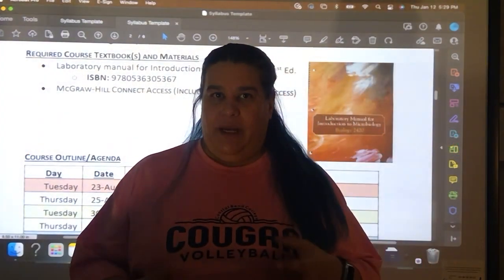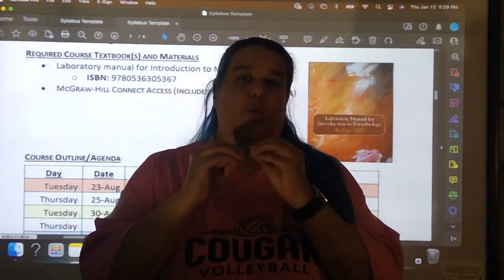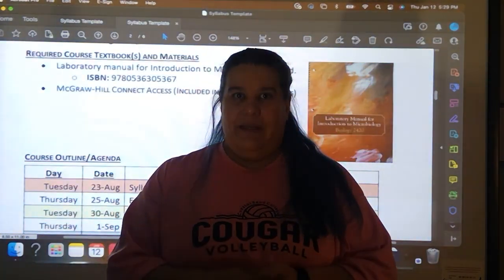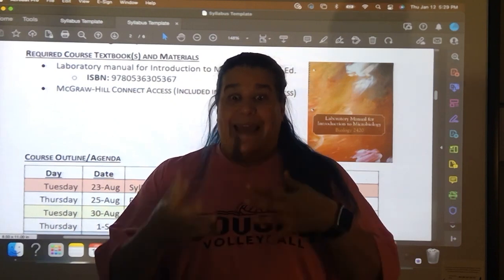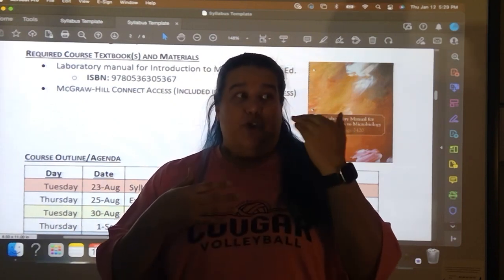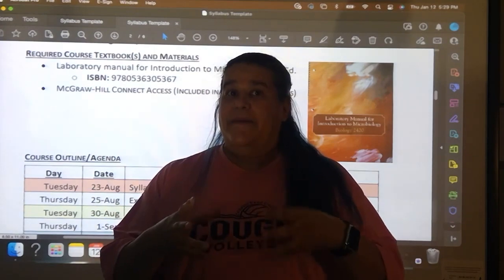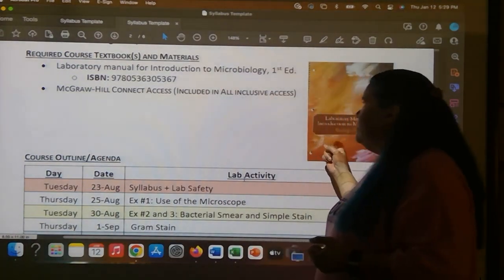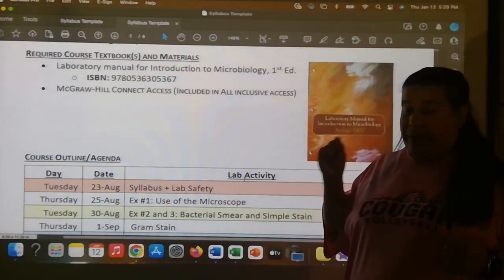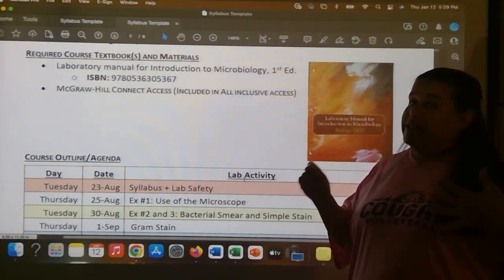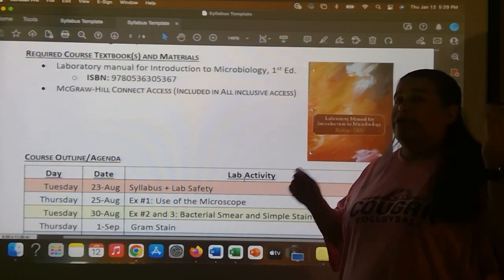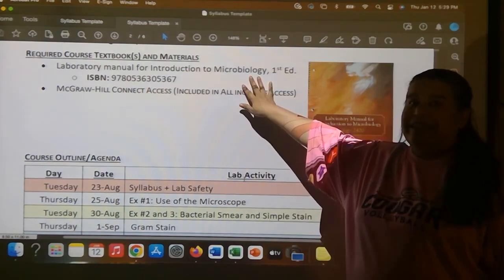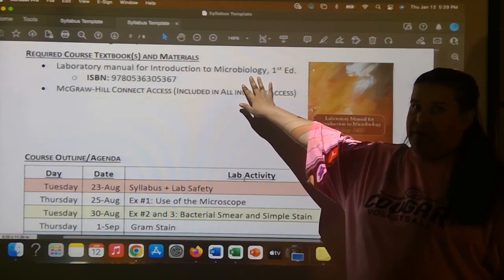Required textbook. Did you hear? Required textbook. This is not going to be on Connect. Connect is where I'm going to give you your virtual labs and your quizzes and all of that. This is different. This is a spiral book that looks very small, but has a whole ton of information that you need for your lab. This is what you need to go and buy at the bookstore.